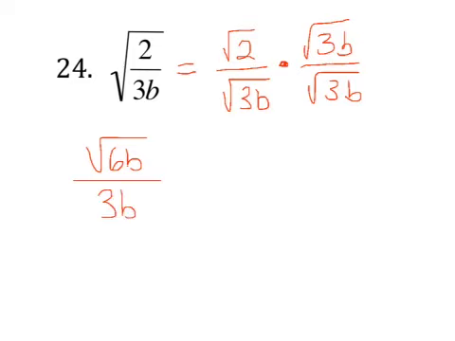3b in the denominator. What you might want to do is cancel, because 3 goes into 6 and you can cancel out the b's, but because this 6b is inside the radical, you cannot cancel it with the 3b. Numbers inside the radical cannot be canceled with regular numbers. So this is our final answer.